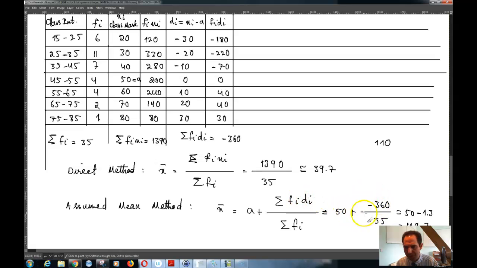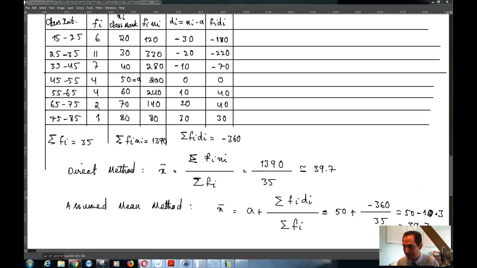So you have to write this as 50 plus 360 by 35. 360 divided by 35 is equal to 10 point something. That's 10.3, and that gives you basically the same number. So basically that's 4039.7, the same number here.